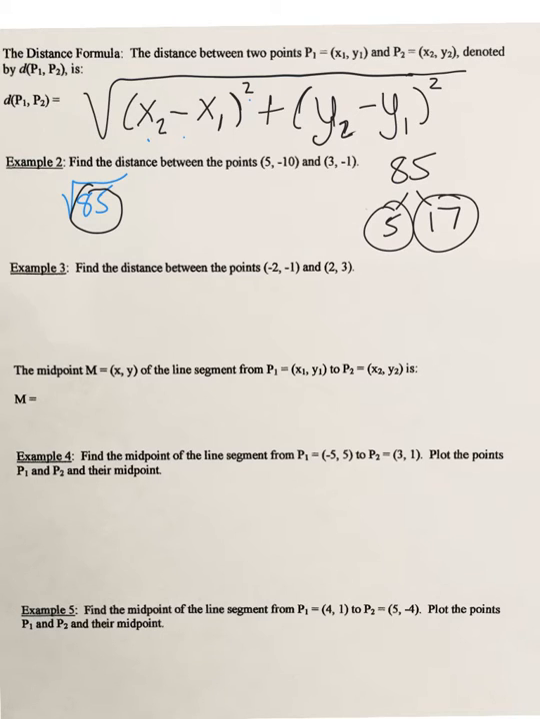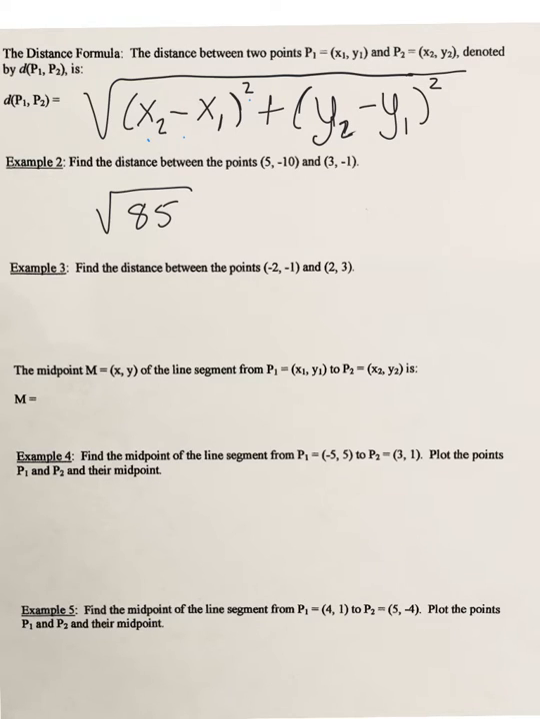However, I do not have any matching pairs of the same number. So that means I cannot simplify the square root of 85 any further. So the square root of 85 is the final answer for example 2. But you should check every single time you end with a square root number if you can simplify further or not. Let's try one more.